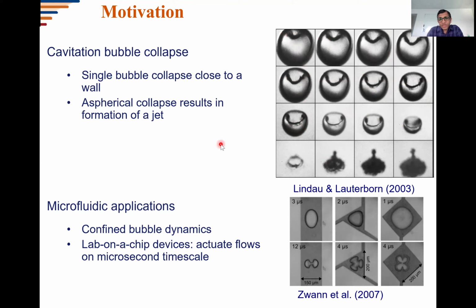So there are a lot of benign applications also that people have looked at. Because this is a highly intense and violent process, one can actuate flows at microscale. So here you can see in this particular study, bubble growth and collapse have been looked at in confined geometries. So if you have something like this, you get a collapse in this direction. If you have a geometry of this sort, and because it's intense, you can actuate flows at small scales very rapidly.